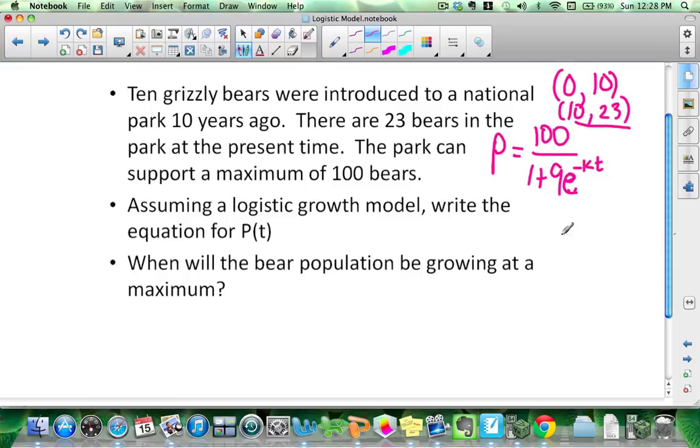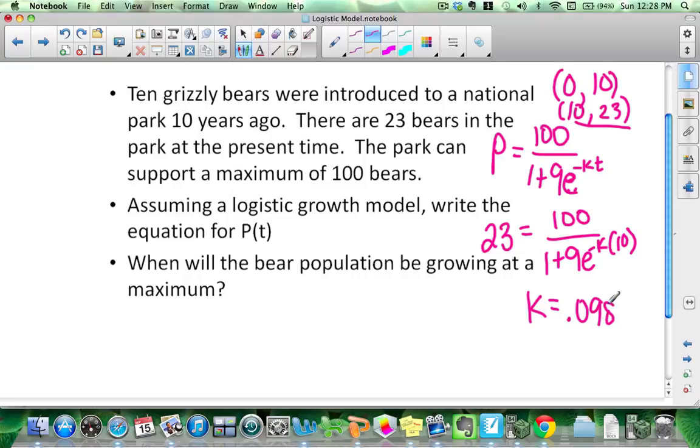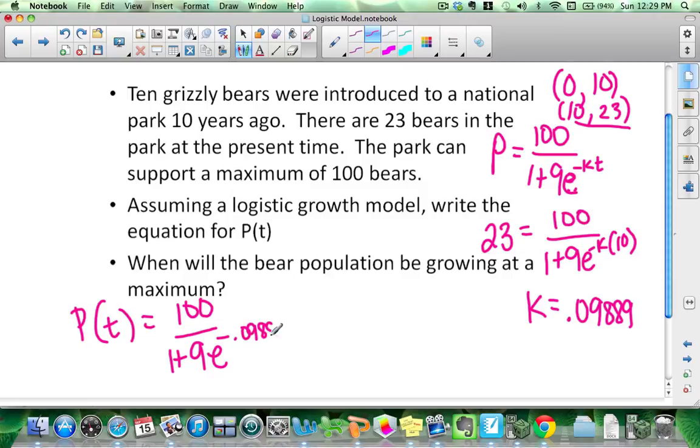And I can use the second point, 23 as P, and 10 as T, and I can do that and solve for K. And when I do that, I get 0.09889, which gives me a growth model of 100 over 1 plus 9 e to the negative 0.09889t. For the second question, when will the bear population be growing at a maximum?